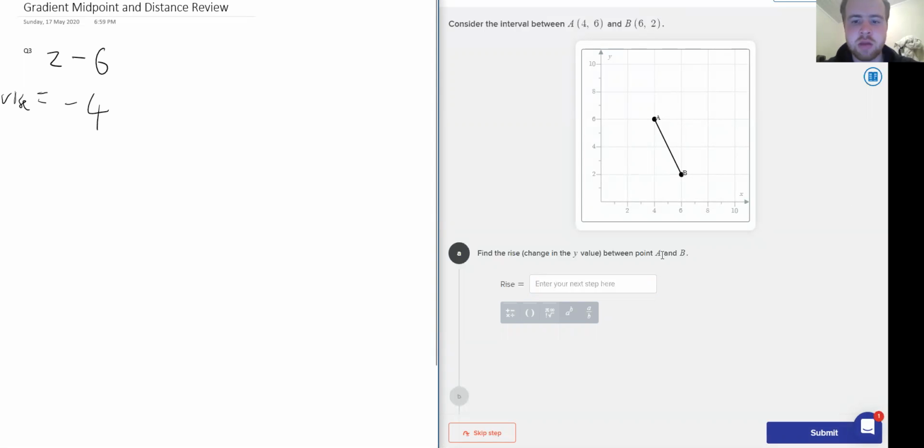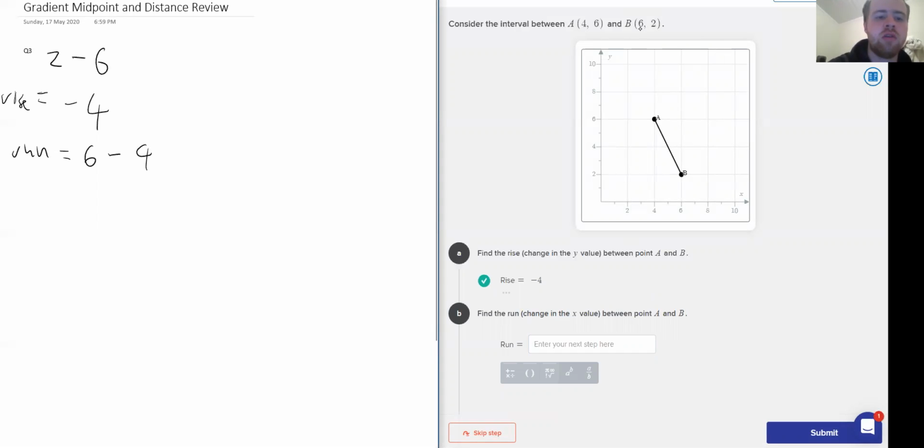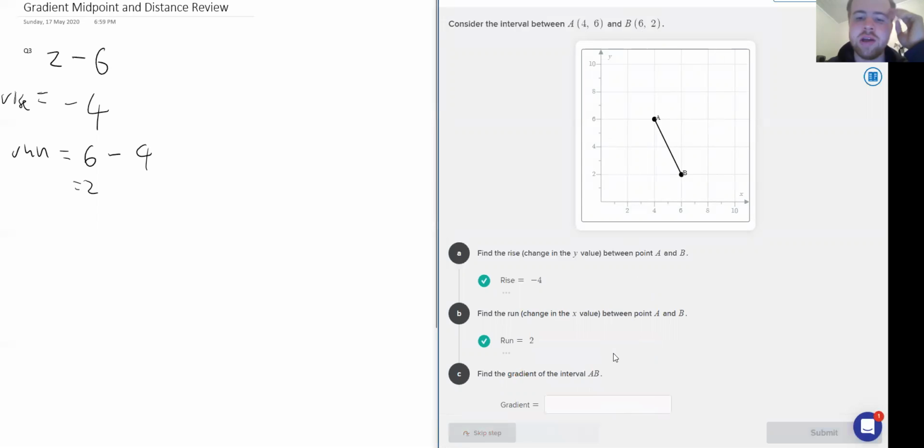Okay, so let's put that number in, see how we go. -4 equals tick. Now find the run, the change in the x value between point A and B. The first number is 4, second number is 6. Now we always do second minus the first. So the run is going to be 6 minus 4, which equals +2. So we just put in 2. We've gone 2 to the right between these 2 points.